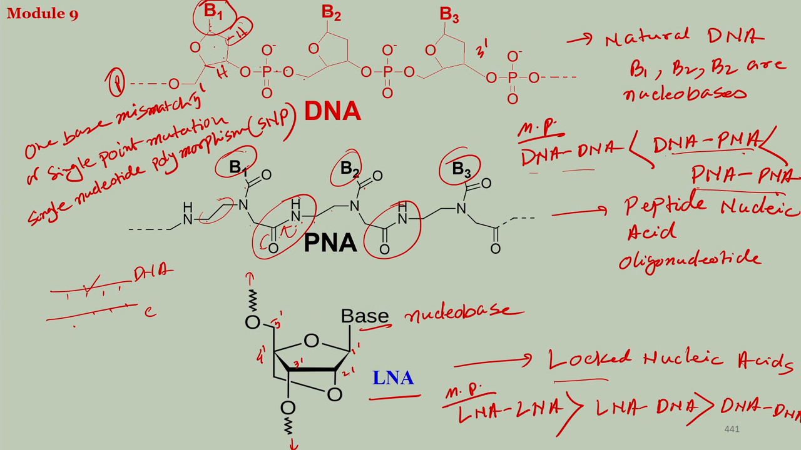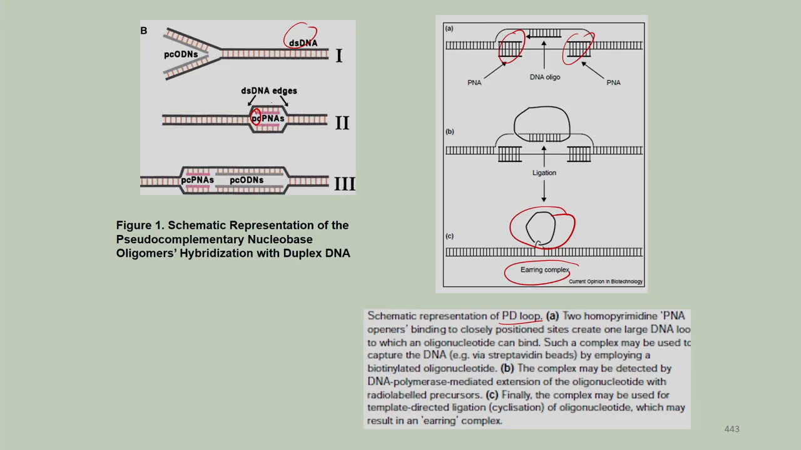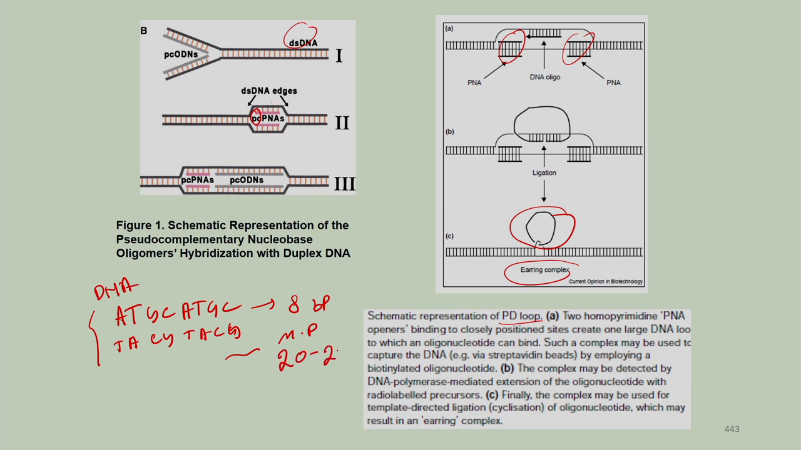Now, I will give you one example. If you have, let us say, ATGC, ATGC, 1, 2, 3, 4, 5, 6, 7, 8. This has an 8 base pair sequence, right? DNA, TACG, TACG is the double helix. So, if this is a DNA, usually this will have a melting point close to maybe 20-25 degrees Celsius at most, close to room temperature.